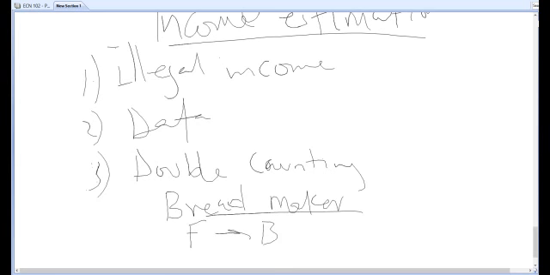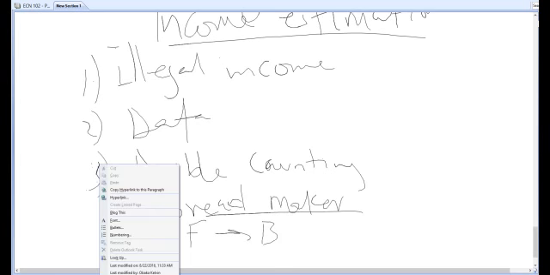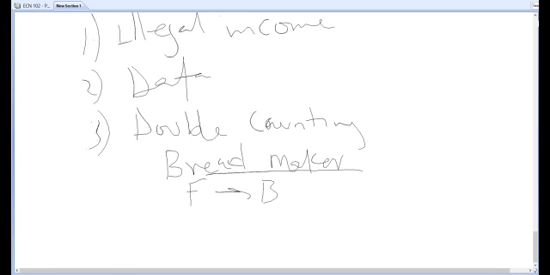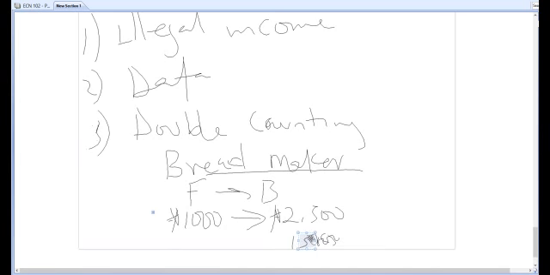And from that 1,000 naira flour, we're able to make maybe 2,500 worth of bread. So what the baker has added here is 1,500. That's the value that the baker added. So you cannot say it's 2,500 that the baker added. So that will be double counting.